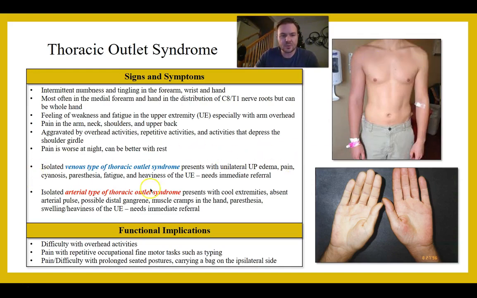You can find more information here. And then, of course, this would be your arterial type in the bottom picture. You can see the blanching of the hand, cool extremity, absent arterial pulse, muscle cramping, paresthesias, etc. Both of these need medical attention. Looks like the top person's been in the hospital, which is good. So those are things you should look out for.